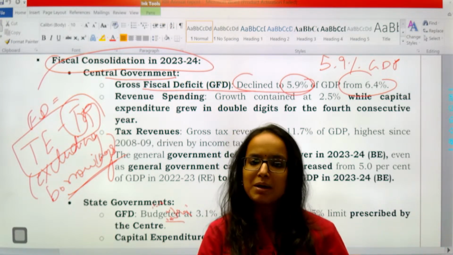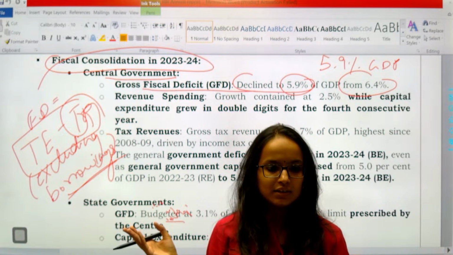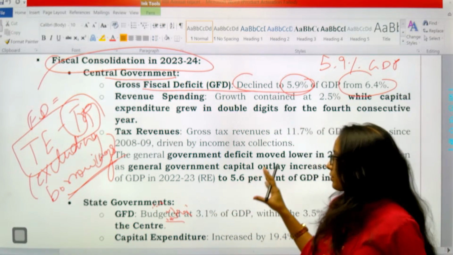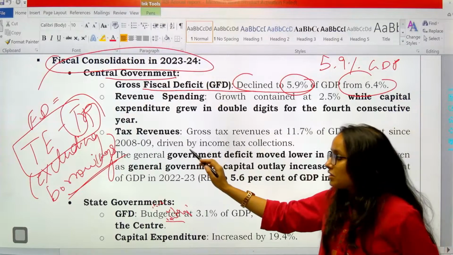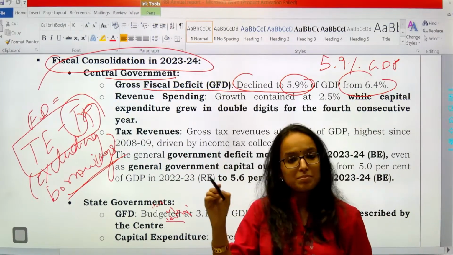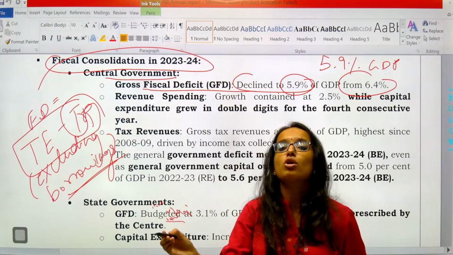You can only remember the facts at your own, right? So this is the thing. Have you understood that in fiscal deficit, we do not count borrowings? It is total expenditure minus total receipts apart from borrowings.